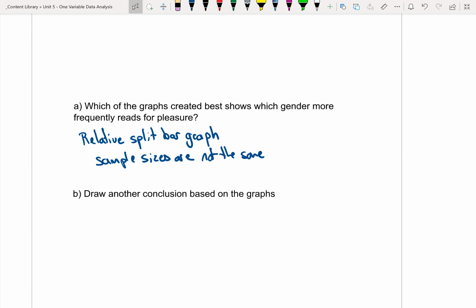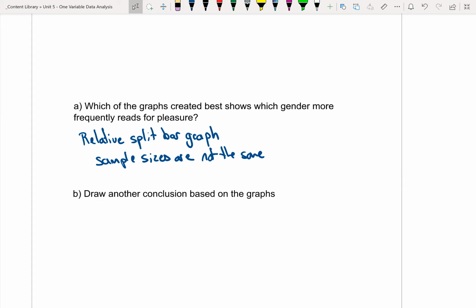And then B, draw another conclusion based on the graph. So again, this could be anything from which gender or which group does not read a book more, right? Or some other variation of that. It's something you can look at the graphs and come up with, basically analyze it and see what inferences we can make from this.